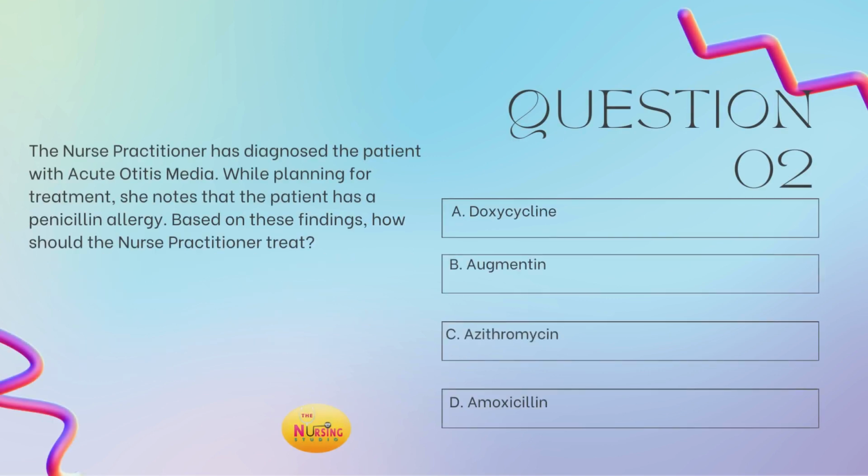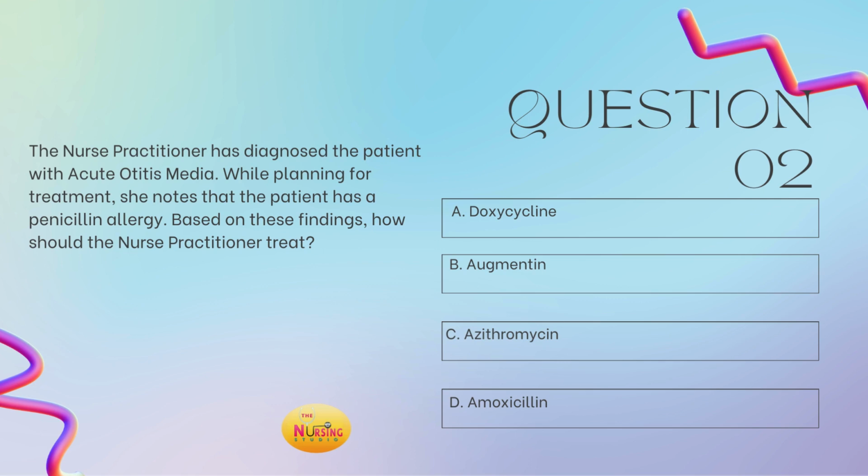All right, so question number two. The nurse practitioner has diagnosed the patient with acute otitis media. While planning for treatment, she notes that the patient has a penicillin allergy. Based on these findings, how should the nurse practitioner treat? Is it A, doxycycline, B, augmentin, C, azithromycin, or D, amoxicillin?